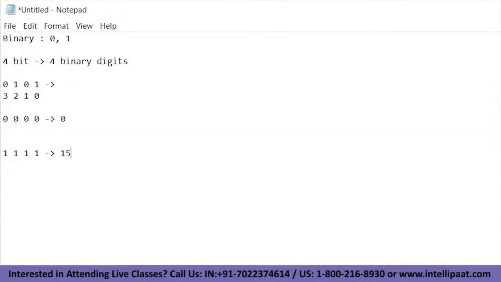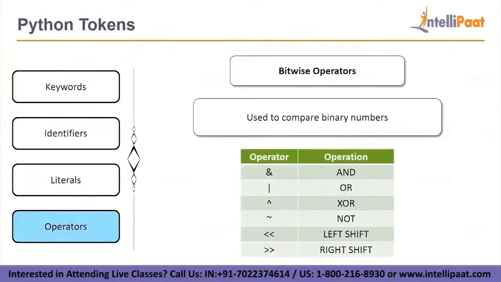So that's how we will do it. And anything in between, any configuration like 1, 0, 0, 0 could also represent some number between 0 and 16. Now we come to bitwise operators.